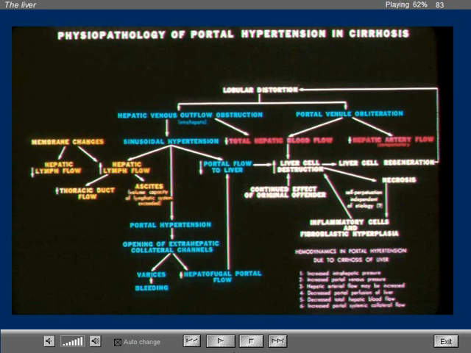Sinusoidal hypertension leads to portal hypertension and to the opening of collaterals and of tributaries to the portal system. This is the basic mechanism for development of varices that subsequently can bleed. There is also going to be, as we mentioned before, hepatofugal portal flow. Portal venous obstruction will increase hepatic arterial flow.